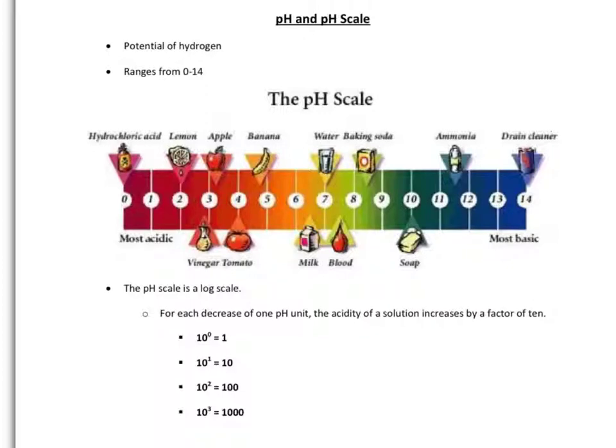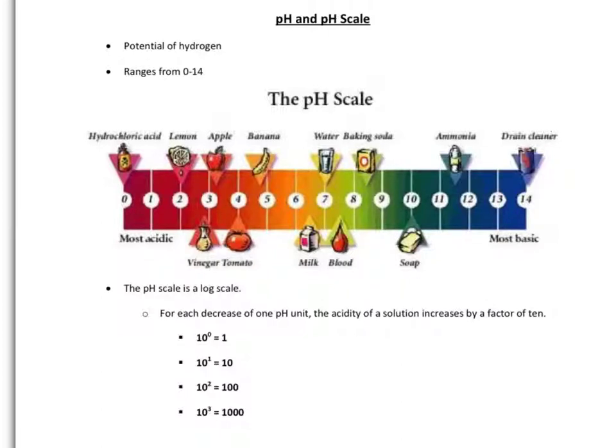Now let's talk about the pH scale. Recall from junior high that pH stands for potential of hydrogen, and the pH scale ranges from 0 to 14. Remember that from 0 to 7, we're looking at acidic compounds, and from 7 to 14, we're looking at basic compounds, and at 7, we're looking at neutral compounds, like water.